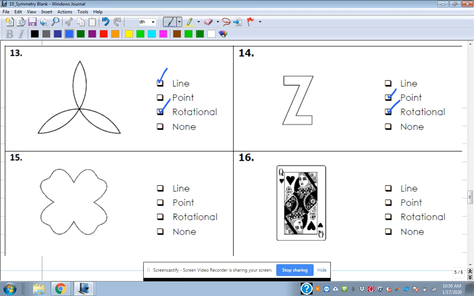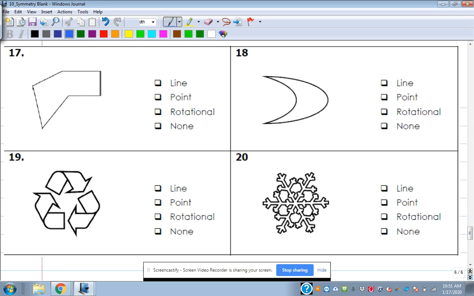15. All three. Yeah, good job. Queen of Hearts. Is it point? How's that line? Show me the line. It's not horizontal. If I do it horizontal, the Q's coming down here, not there. It's rotational and point. It is not line symmetric. 17 is none.